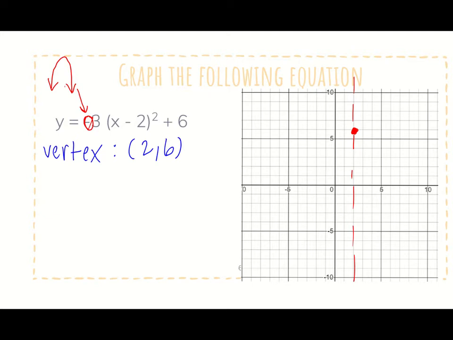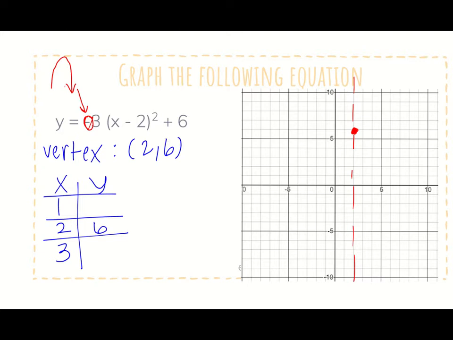So knowing the vertex, I could pick some points. If I know that my vertex is at (2, 6), I can then pick another x value. I could either pick 1 or I could pick 3. Could I pick 0 or 4? Absolutely. But the closer I am to the vertex, the smaller the numbers are going to be to work with. So I would suggest picking close to the vertex, within a few. So pick which one you want, if you want to plug in 1 or plug in 3.